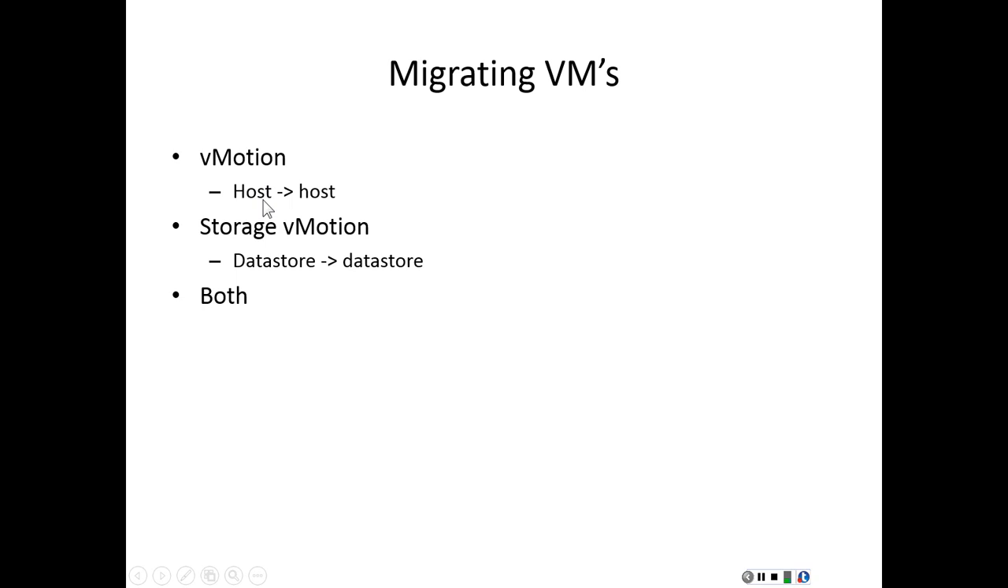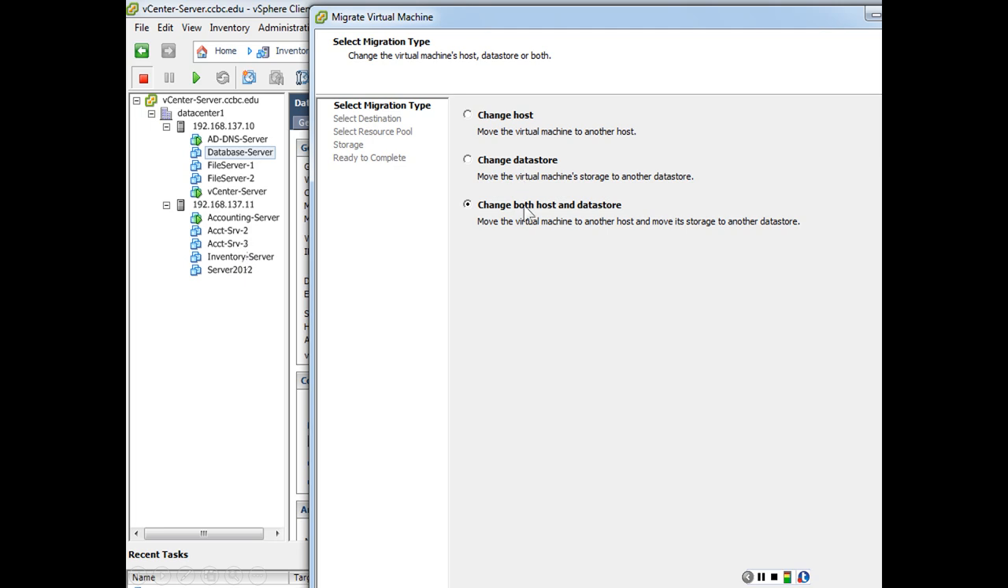So vMotion allows us to move the running virtual machine from one ESXi host to the other. Storage vMotion allows us to move the virtual hard disk from one data store to the other. We could do just vMotion or storage vMotion, or we could do both. To move both, all we have to do is select the lower radio button that says change both the host and the data store. So sometimes you only want to do one, sometimes you just want to do the other, and sometimes you want to do both.